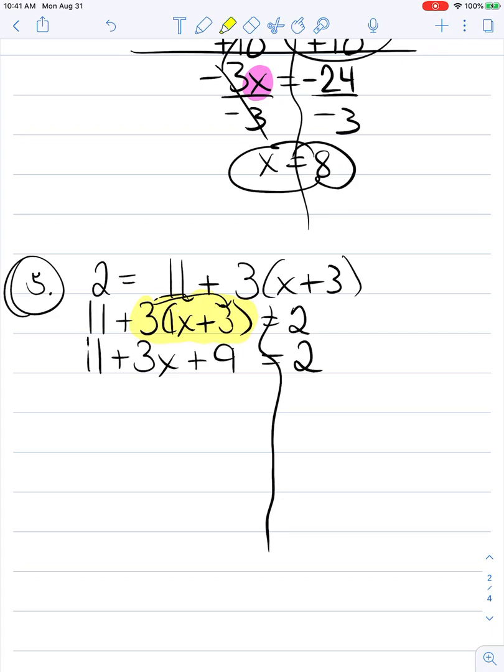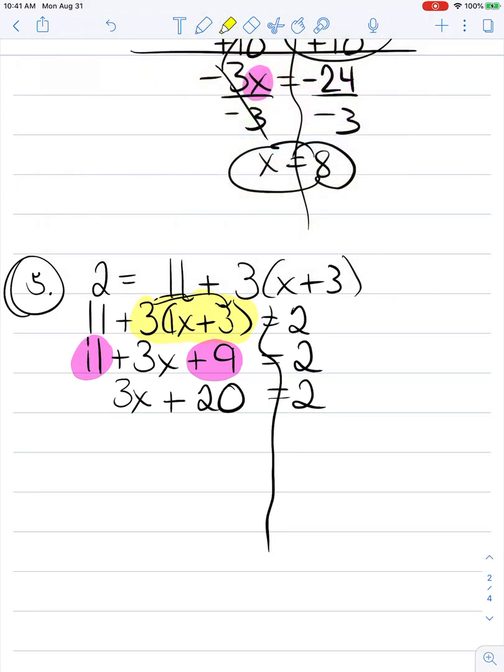Next, do I have like terms? Yes, I do. On the left-hand side, I have 11 and 9. So I'm going to bring everything else down just so I won't forget it. And 11 plus 9, add those together to get positive 20.